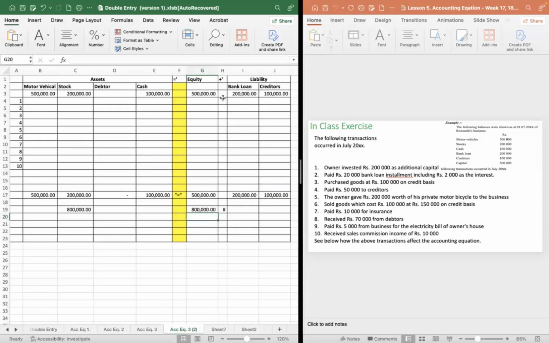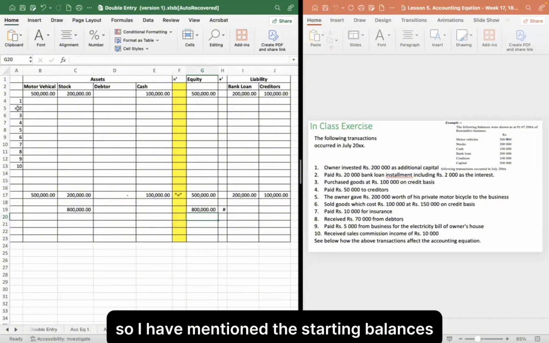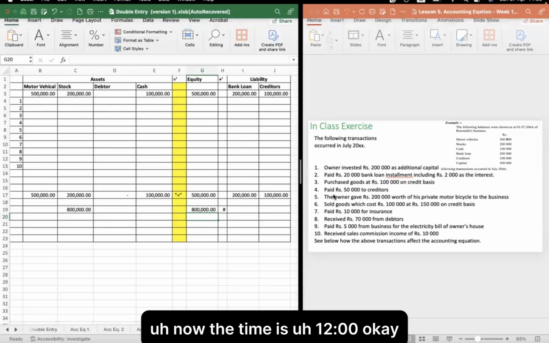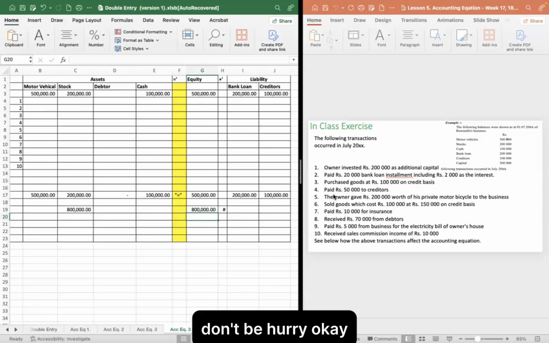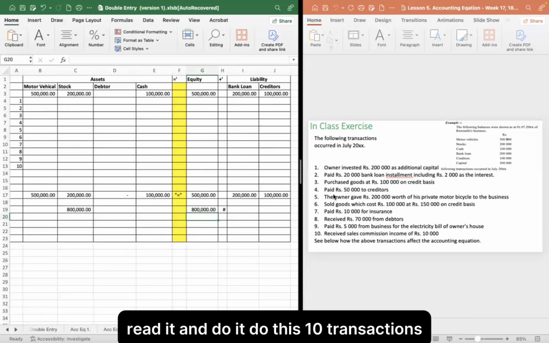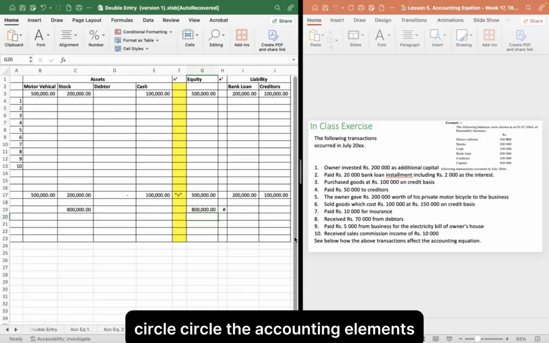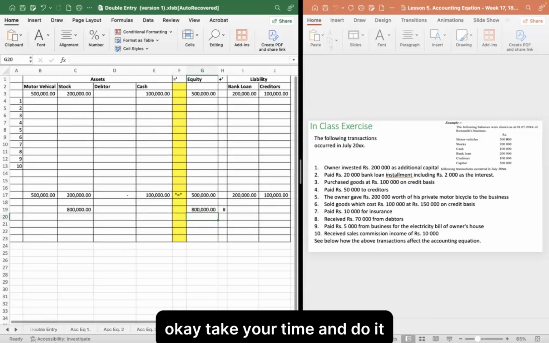Two sides should be equal. So I have mentioned the starting balances, and you can start doing the question. Now the time is 12 o'clock. Take a good 20 minutes, 2 minutes per transaction. Don't be in a hurry. Read it and do it. Do these 10 transactions slowly. Read it, underline it, scratch it and write, this is asset. Circle the accounting elements, and circle the amounts and do it. Take your time and do it.